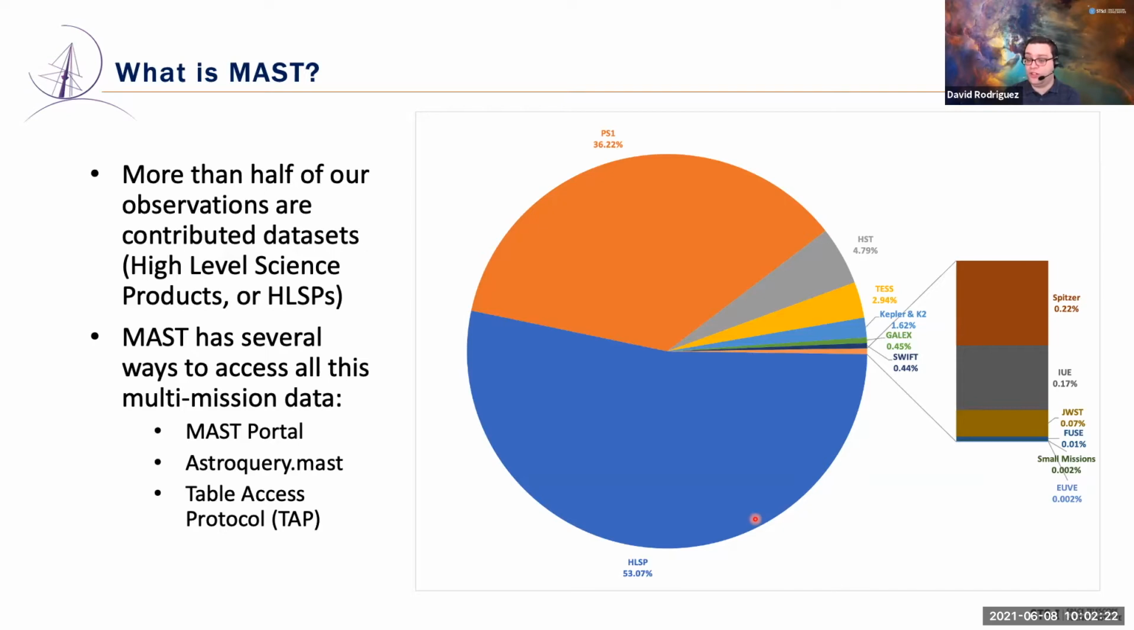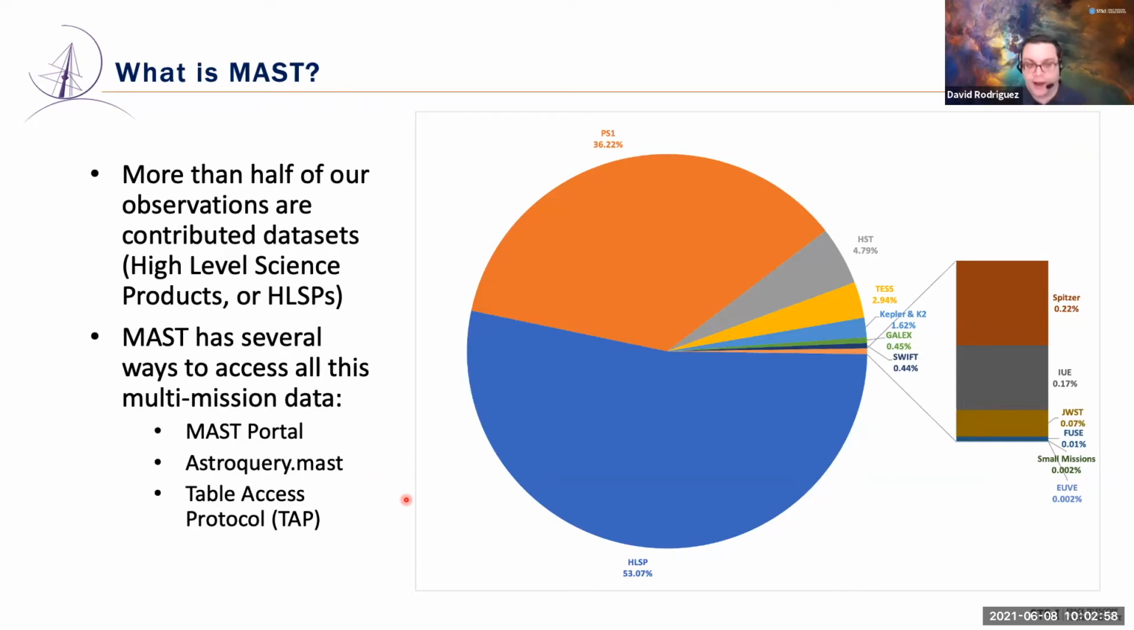And this is one of the strengths of MAST, right? The community can contribute to us and provide data that then becomes accessible in the same way that you would access HST or TESS, or in the future JWST or Roman, Pan-STARRS, that's PS1, and things of that nature. And we have several different ways to access the MAST data: the MAST portal, astroquery.mast, table access protocols, and a handful of others. So that's what MAST is.